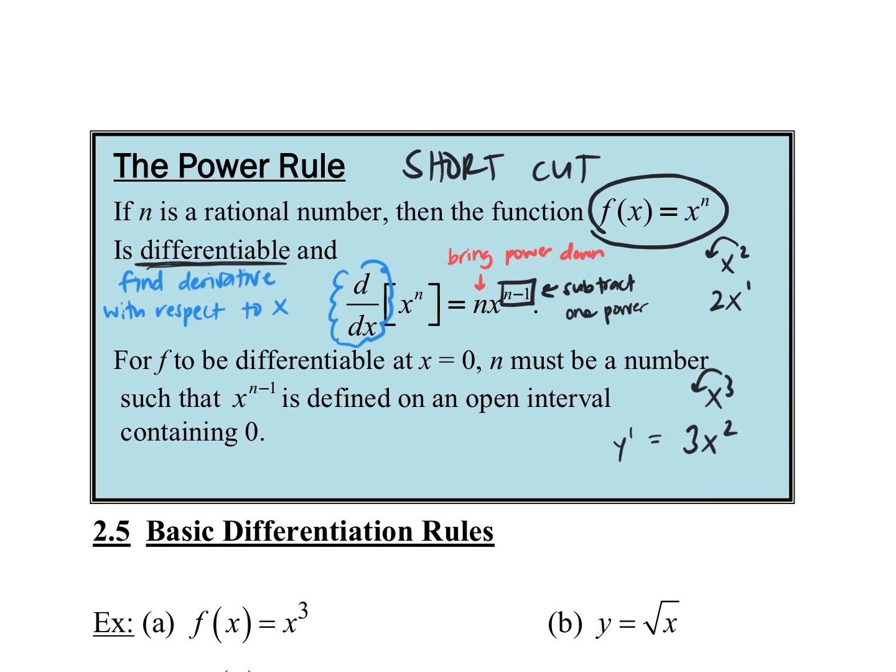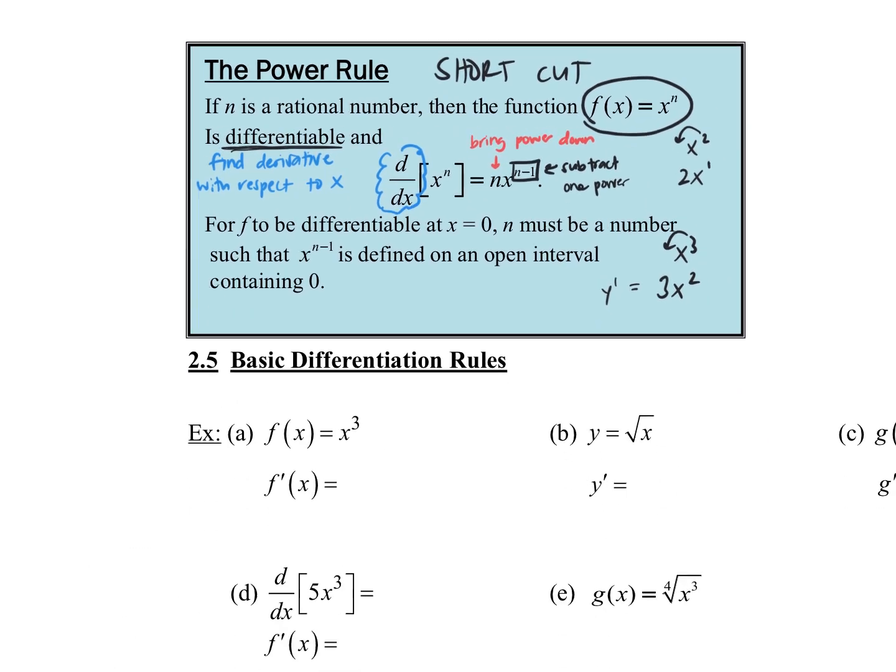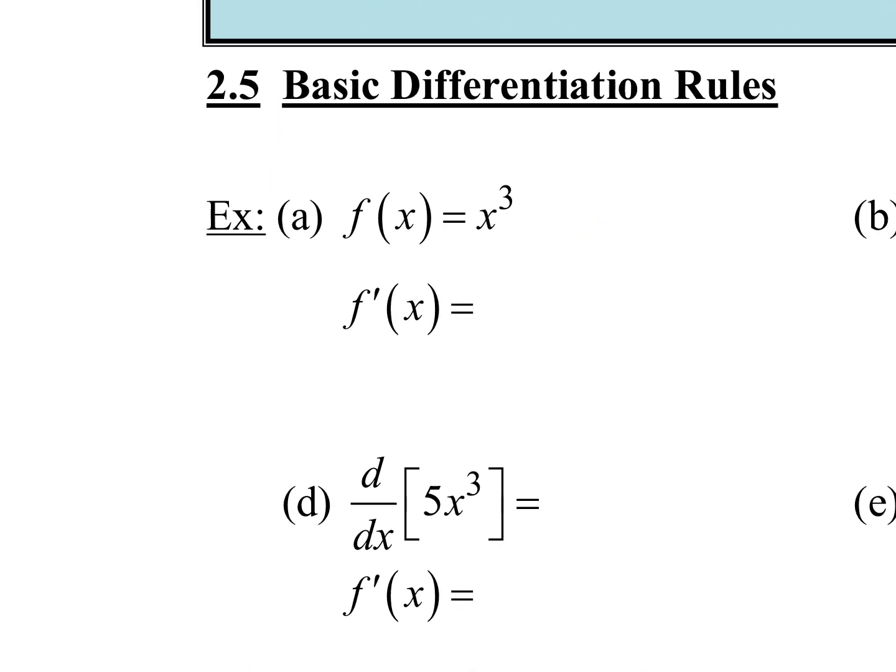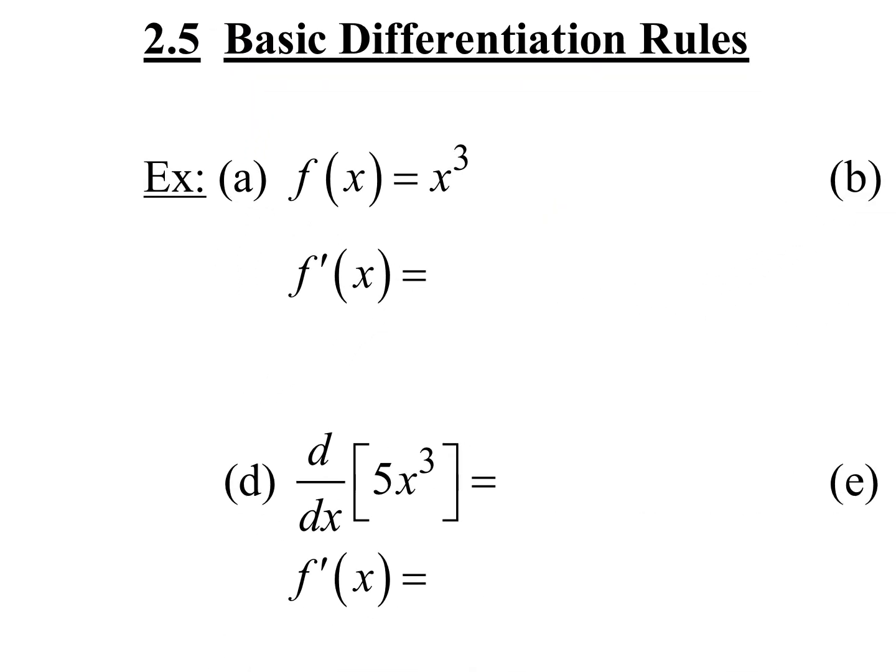All right. Let's look at a few examples here. We already did example A, f of x equals x to the third. Again, look at your notation here. If I'm given an f of x function, we want to write our derivative as f prime. So if I have x to the third, I bring down that 3, and I have 3x to the 3 minus 1, which is 3x squared.